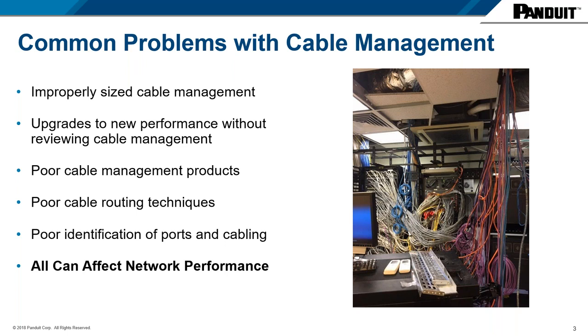Now, many times this can be the result of upgrading cabling performance without reviewing the cable management products at the same time. So when we upgrade from, say, Cat 6 to Cat 6A, a lot of times that'll bring a cable diameter increase as well. So we always want to make sure we review the cable management products and that they have enough capacity to manage that increase in diameter for the new cables. Other causes can also be poor products themselves, maybe poor routing techniques, and even poor identification of ports and cabling. Ultimately, all of these can and will affect the network performance.